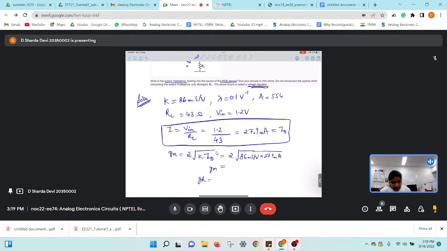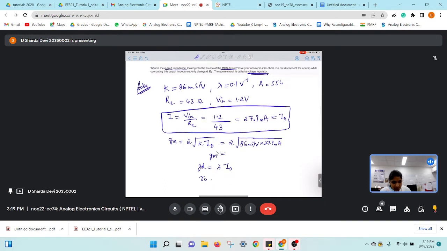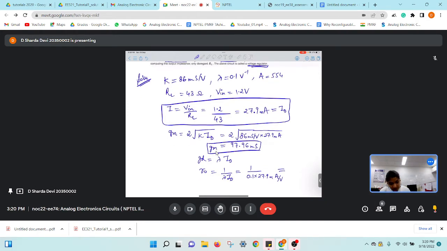And similarly, GD is equal to lambda ID, right? So R naught is 1 by lambda ID. Lambda is known to us, that is 0.1 into 27.9 milliamps. So you also know the value of R naught. So what are the values for R naught and GM? GM is 97.96 millisiemens. And what about R naught? It turns out to be 358.4 ohms. So we have got GM and we have got R naught.